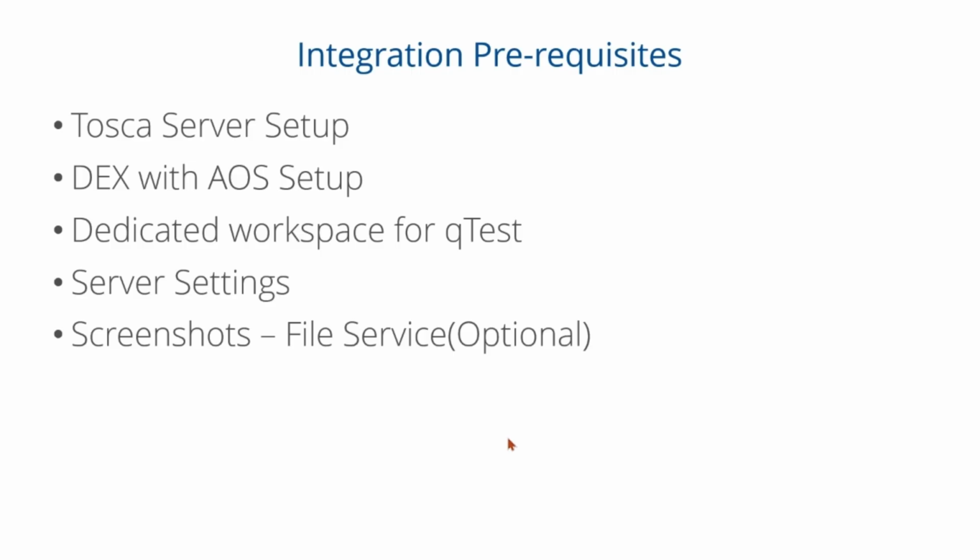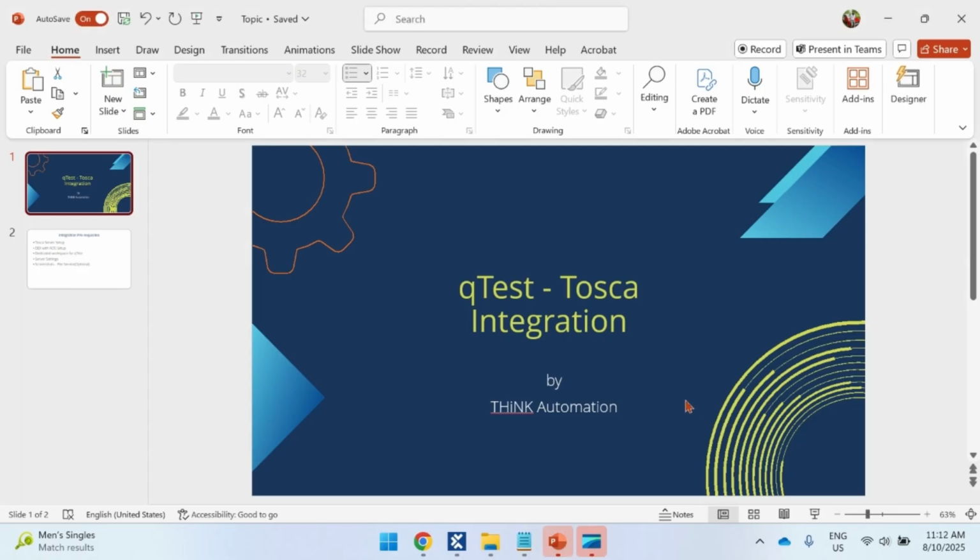And finally, you also need to up and running file service. So file service will be used to send screenshot from your Tosca to qTest. This is completely optional. Without this as well, you can configure your qTest Tosca integration. But if you want to pass screenshot as well from Tosca to qTest, then file service will be a mandatory one. Right. Let's start into actual demo.